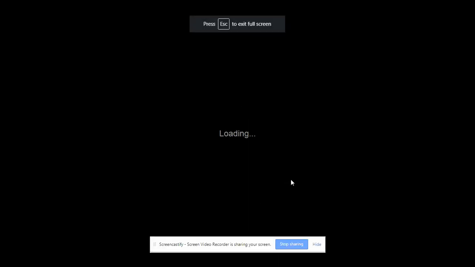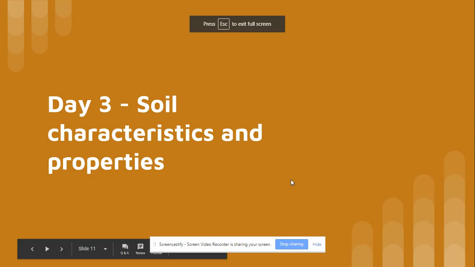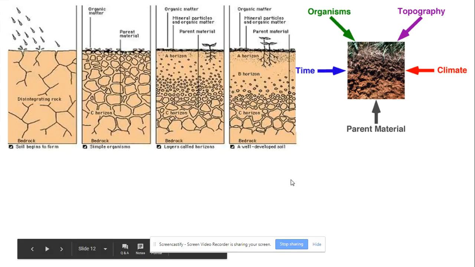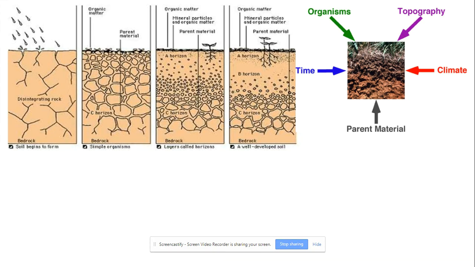Okay, guys, day 3. So we are going to be going over soil characteristics and properties. So first we got to say, what is soil again? Soil is a combination of many, many things. So this shows you the weathering down. So remember, we have to weather down bedrock to make that soil fine enough so then living things can start to grow. They break down that rock even more and add organic matter in. And now we're starting to form those soil layers, right?